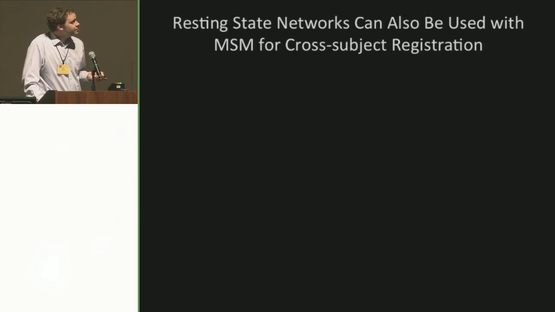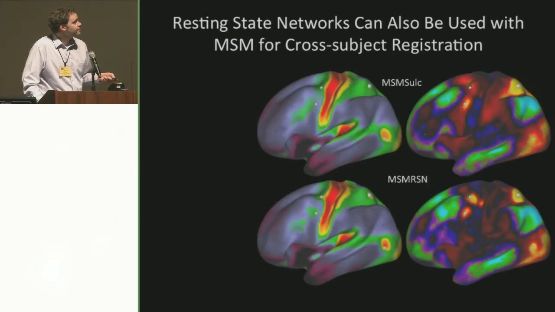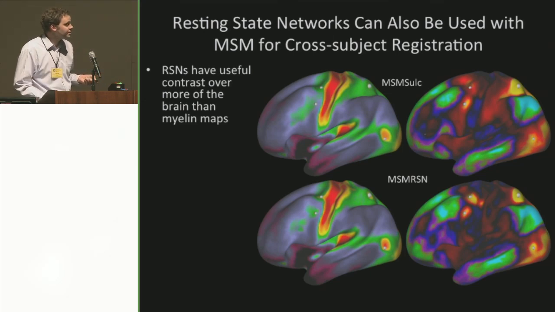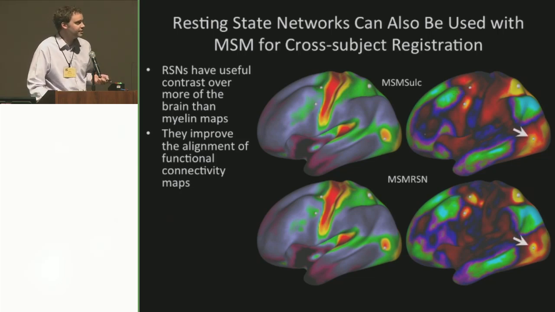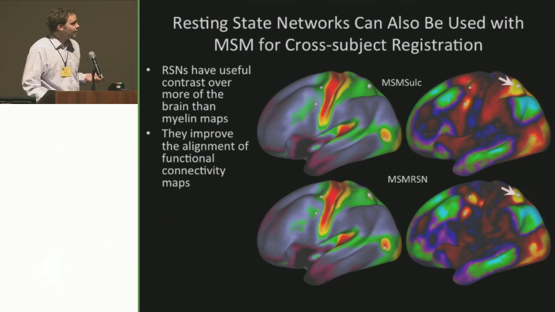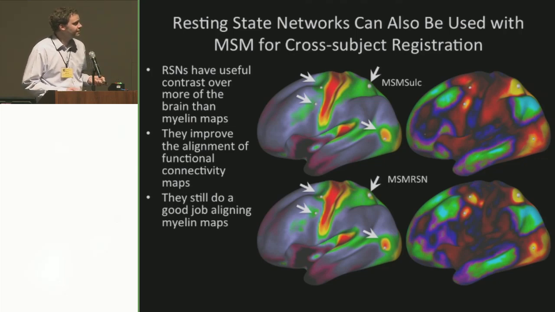Resting state networks can also be used with MSM for cross-subject registration. So here we're going to have folding-based alignment on the top and resting state network-based alignment on the bottom here. Resting state networks have contrast over more of the brain than do myelin maps. So we've got these big oceans of blue here in cognitive regions where we don't have so much contrast in myelin content. We've got a lot more contrast in resting state networks. So we get improvement in alignment of functional connectivity, which is expected because that's the modality we drove the alignment with. But they still actually do a good job of aligning myelin maps. So there's common information between the myelin maps and the resting state networks that we're tapping into here.